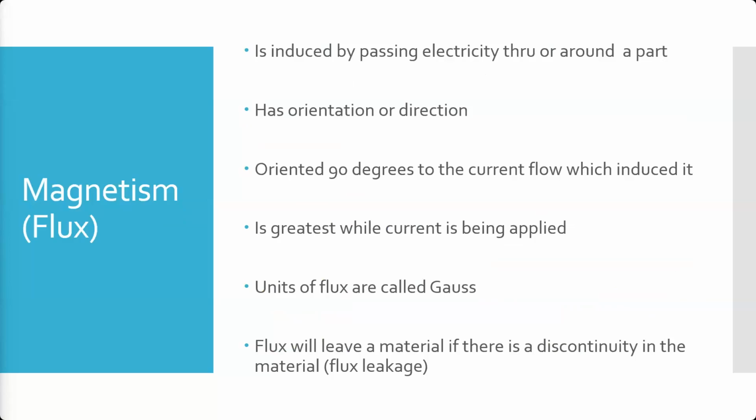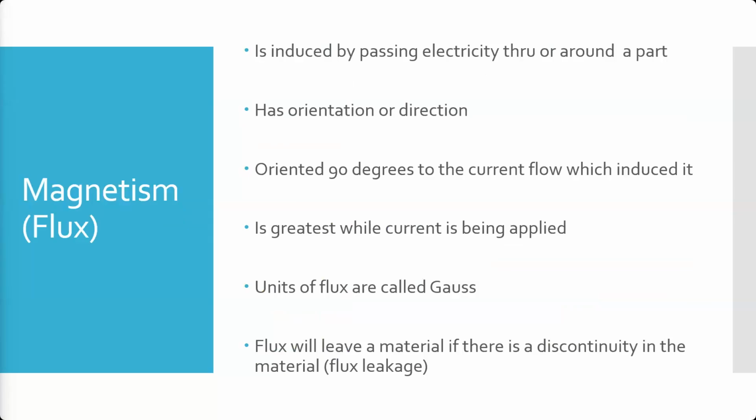So flux, as I've talked about, is induced by passing electricity through or around a part. When we do it around the part, that's creating a magnetic field that's going through the part. That's our magnetizing force, and it's going to have an orientation and a direction. Like I said, there's going to be a definite north and a definite south. If we create a magnetic field by running a current through the part, or if current's running through an electromagnet that's oriented differently to the part, the field is going to be 90 degrees to that current flow.